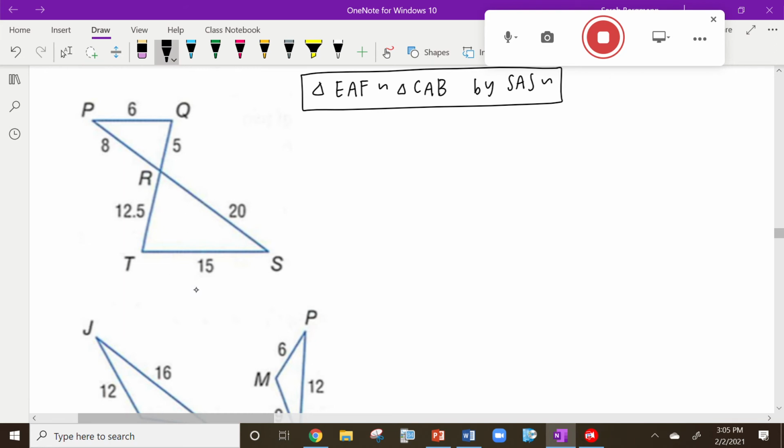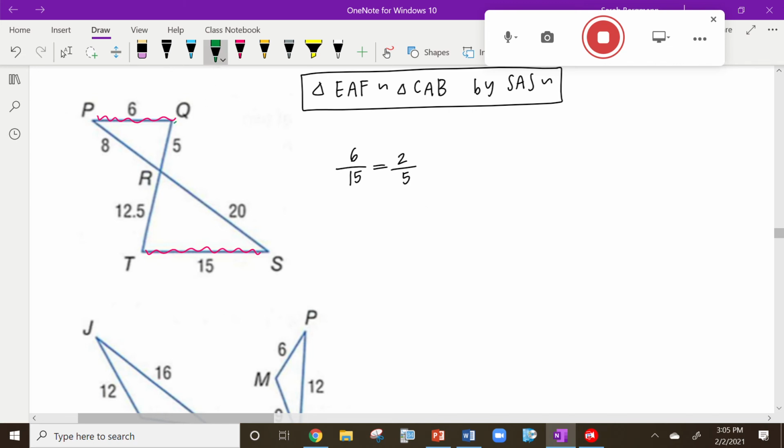We need to check, are they the same proportion? So this is a little difficult, I know, but you kind of have to guess which are corresponding. I would guess that PQ corresponds to either TS or ST. I'm not sure whether Q corresponds to T or Q corresponds to S. But we can guess that. We can check it out in a minute. So 6 over 15, those are both divisible by 3. We get 2 over 5.